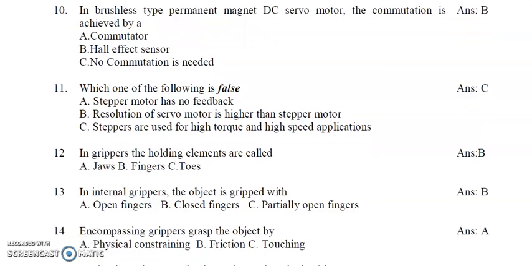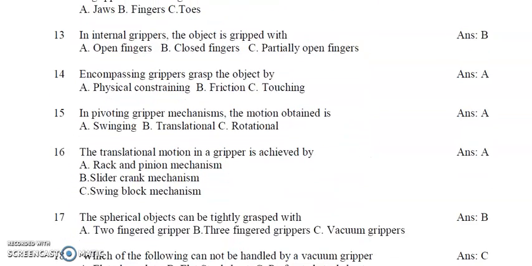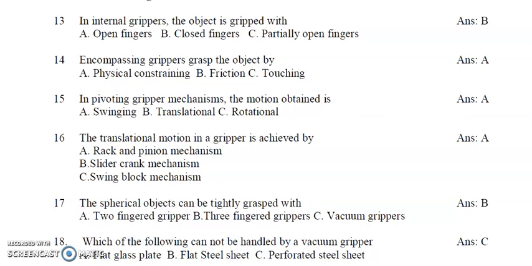In internal grippers, the object is gripped with A. open fingers, B. closed fingers, C. partially open fingers. In internal grippers, the object is gripped in the hole present in the object. So obviously when the fingers are in open condition only, the object can be gripped.